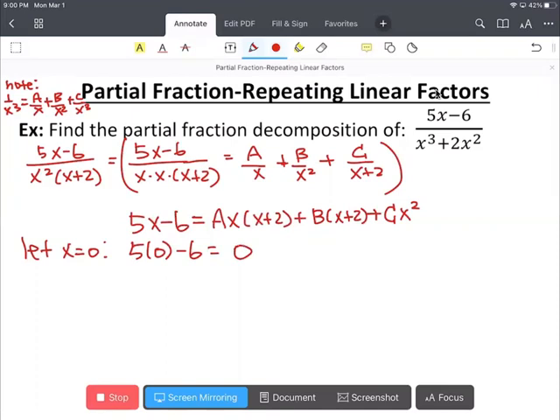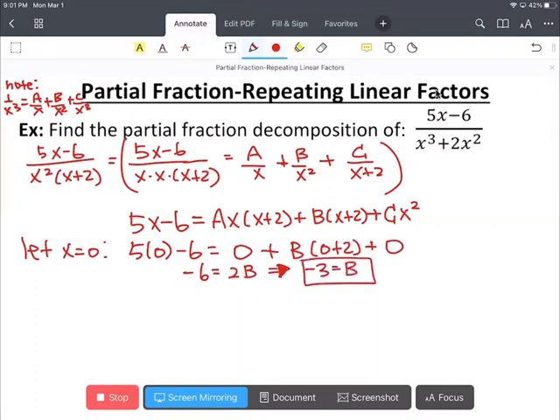Now I'm going to let x equal 0. Then on the left-hand side we have 5 times 0 minus 6. The a term goes away because a times 0, and whatever is multiplied by 0 goes away. Then we have b times 0 plus 2, and then plus c times 0. So now we can solve for b because a and c are eliminated by letting x equal 0. And we have negative 6 equals 2b. Divide both sides by 2. Then we know that our b equals negative 3.